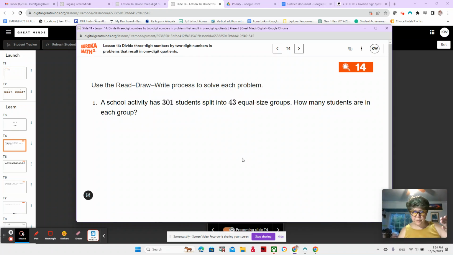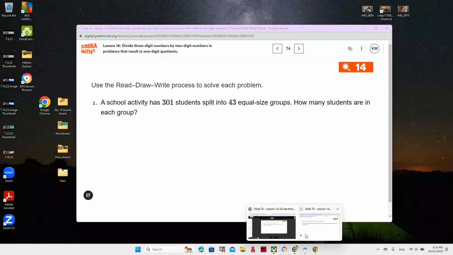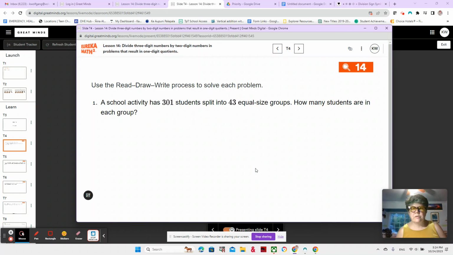And here's our problem. A school activity has 301 students split into 43 equal-sized groups. Okay, so we need 43 kids in each group, and we have 301 kids all together.